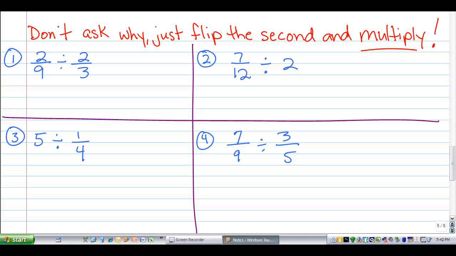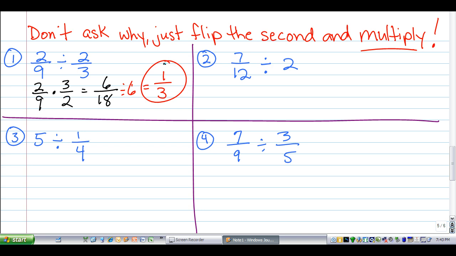Alright, so if you're looking at 2/9 divided by 2/3, it should have been 2/9 times 3/2, which will give me 2 times 3 is 6, 9 times 2 is 18, and this is not in simplest form because I can divide both the numerator and the denominator by 6. 6 divided by 6 is 1. 18 divided by 6 is 3. So your final answer should be 1/3.